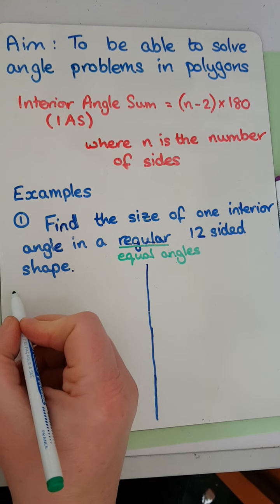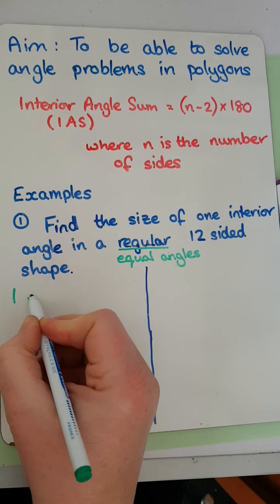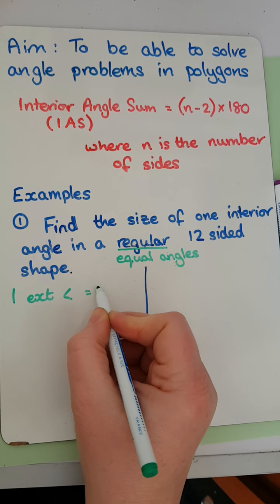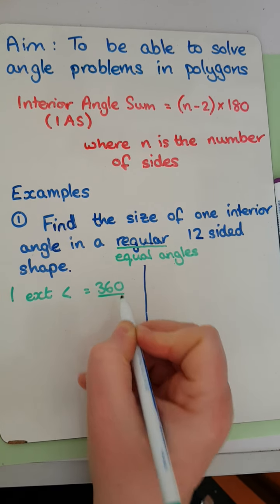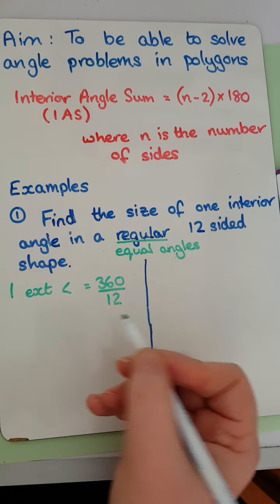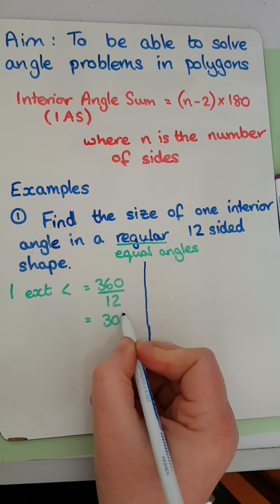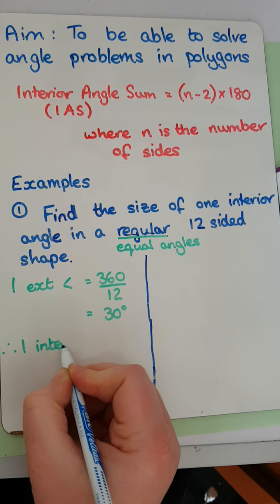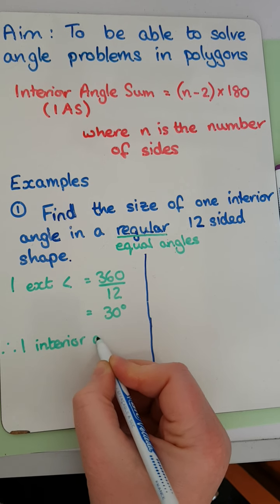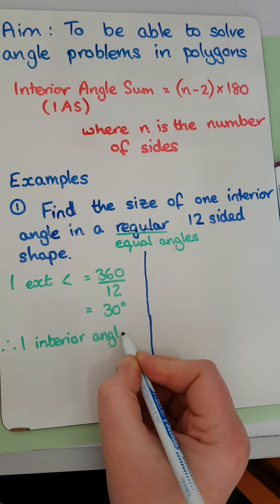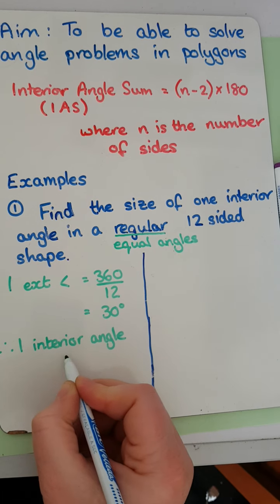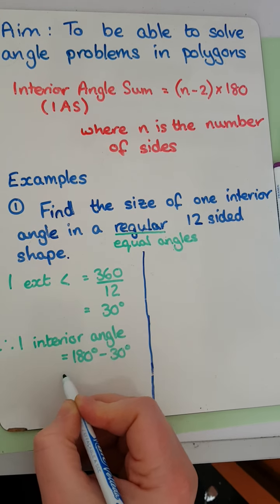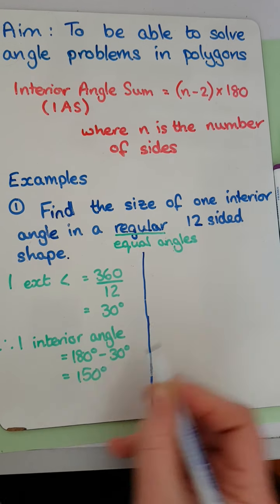So we know that the sum of the exterior angles is 360 degrees. So one exterior angle is going to be 360 degrees shared amongst all of those 12 exterior angles, which is 30 degrees. That then allows me to say that one interior angle, because we know that interior angles and exterior angles add up to make a straight line, to make 180 degrees, is therefore 180 degrees take away 30 degrees, which is 150 degrees.